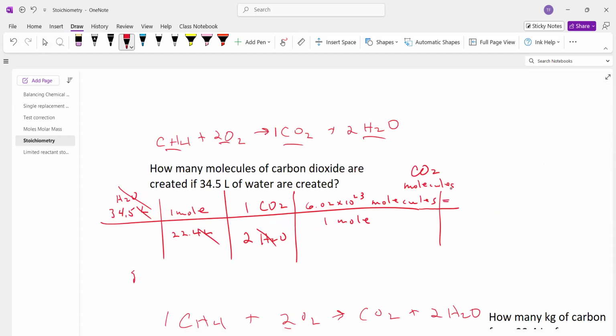So again, given to moles, mole ratio from balanced equation, and then this is moles to calculate. Three steps again, yeah.